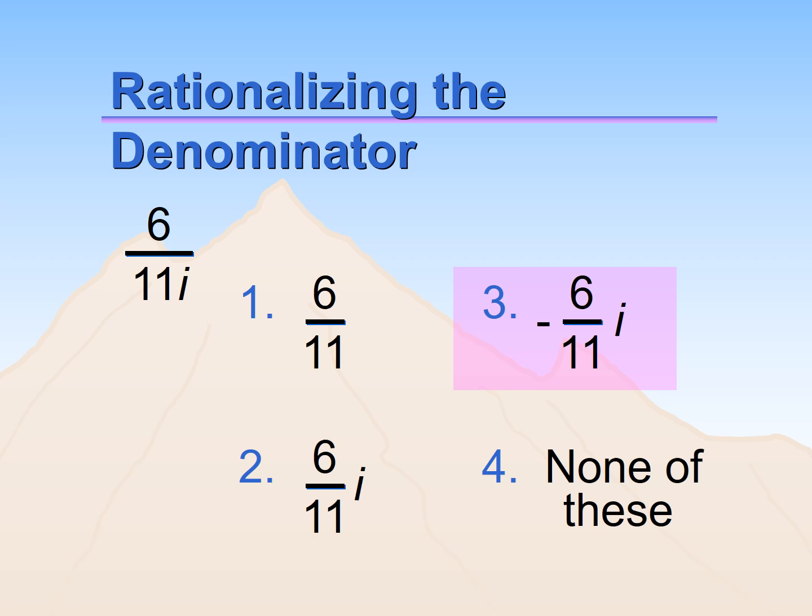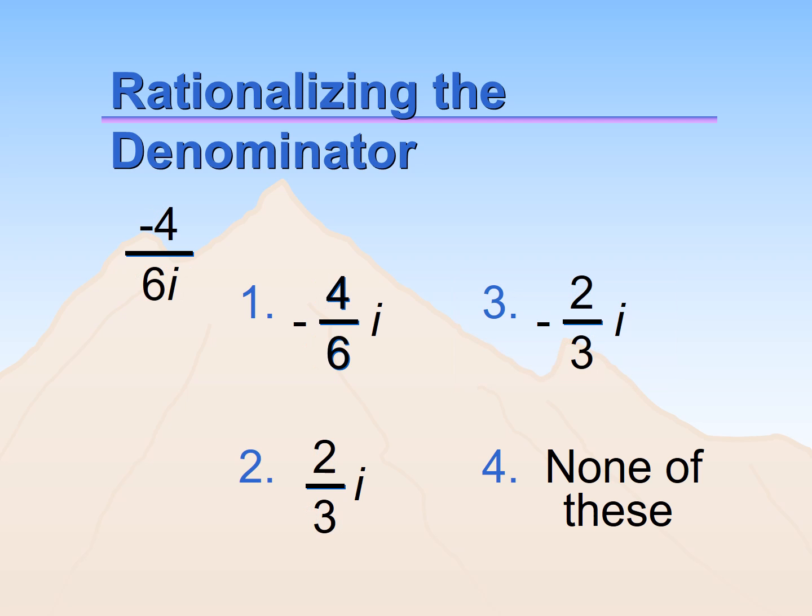Okay, you should have gotten option number 3. If you would have multiplied i to the top and the bottom, you would have gotten 6i on top, and you got an 11i squared, which is 11 times -1 on bottom, giving you a final answer of -6 over 11i. All right, let's try another one.